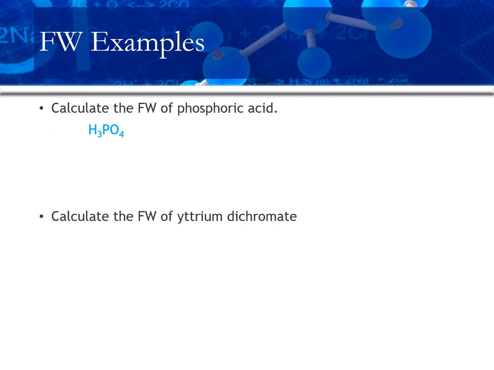H3PO4. So when I set up the formula weight, let's see if I can get my pen to work here. So the formula weight is going to be, well, we've got 3 hydrogens. I'm going to write it out algebraically so you can see exactly what I'm doing. I take 3 times the atomic weight of hydrogen. I add 1 times the atomic weight of phosphorus because there's only one of those in the formula. And then I see that there are 4 oxygens, so I take 4 times the atomic weight of oxygen.